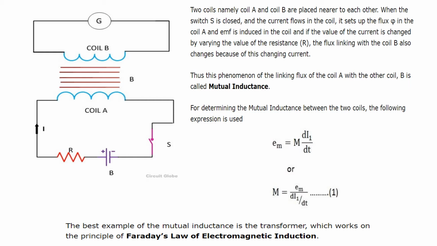For determining the mutual inductance between the two coils, the following expression is used: Em equals M di1 by dt, or M equals Em upon di1 by dt. This is equation 1. The best example of mutual inductance is the transformer, which works on the principle of Faraday's law of electromagnetic induction.